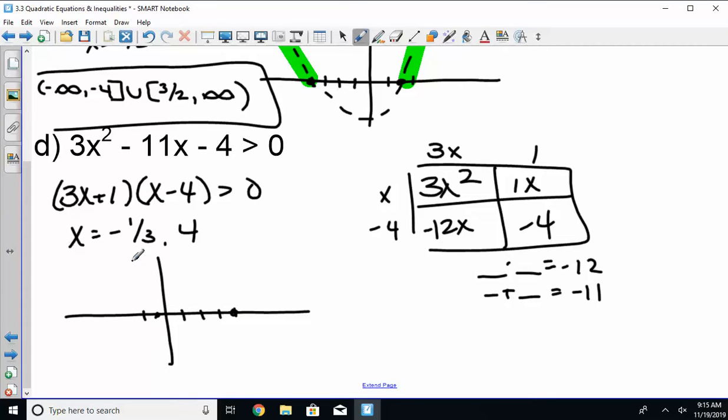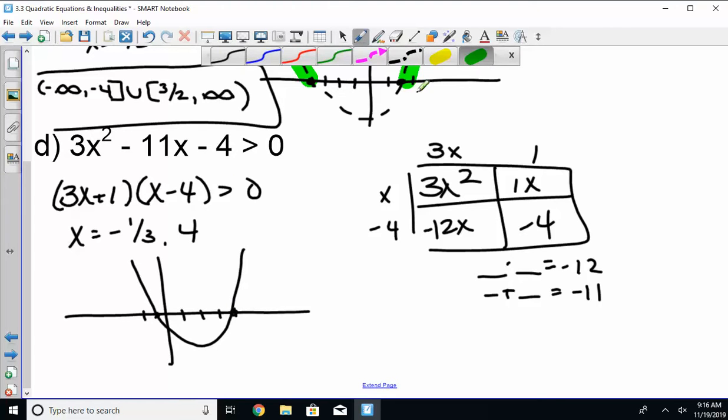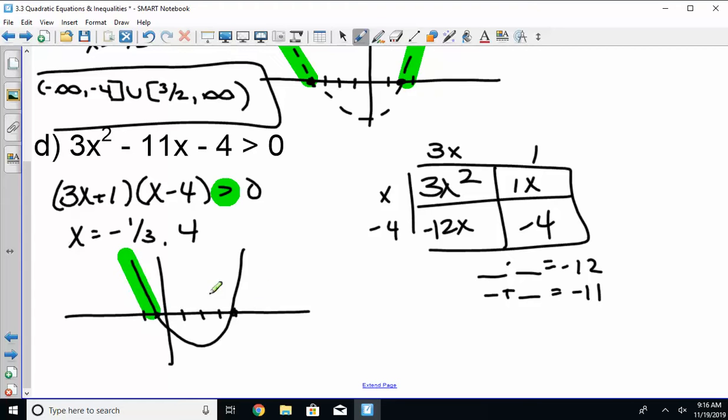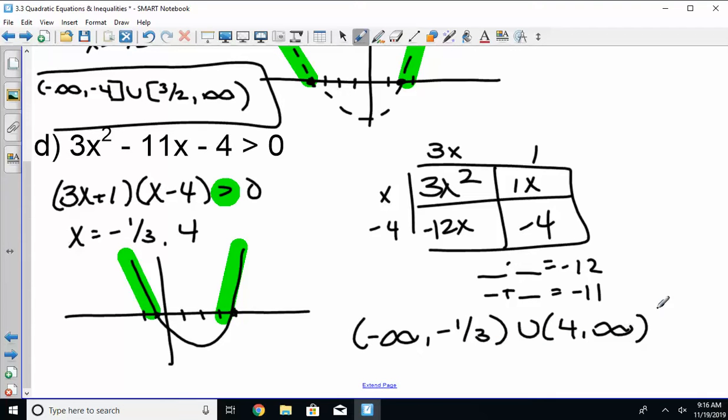We know it opens up, so it should look something like that. I wanted greater than, so that's the positive, so 2 pieces. Didn't have an equal to, so everything gets a parenthesis. So it should be negative infinity to negative 1/3, union 4 to infinity.